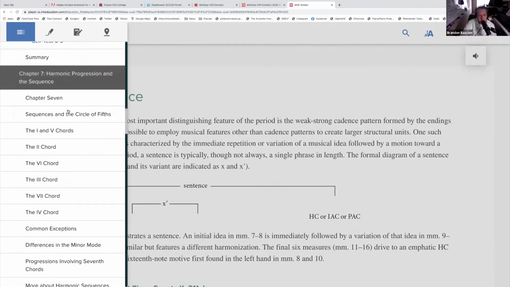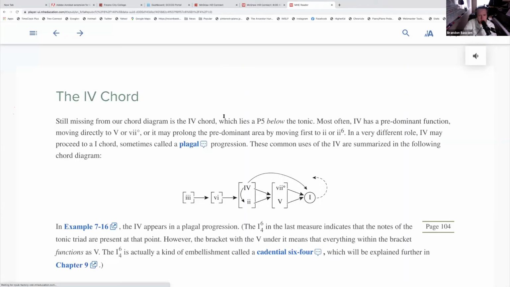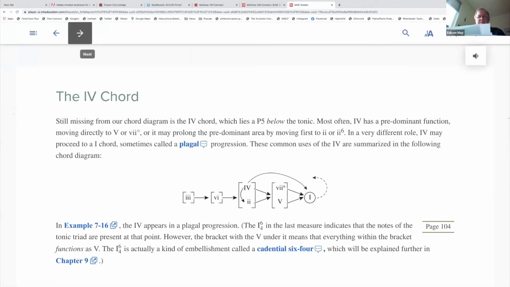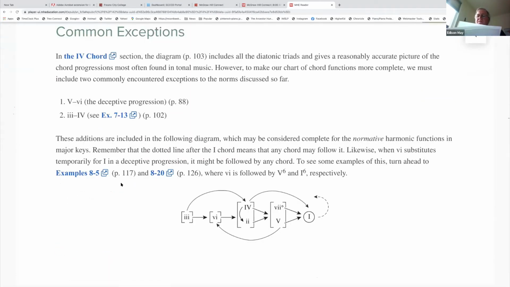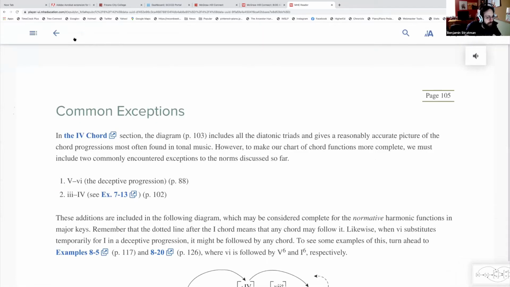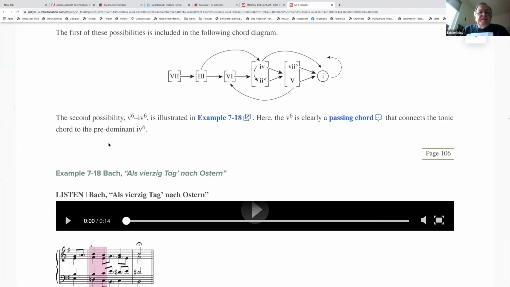So this was chapter 7. Yeah, that's it right there at the top. So here is that graphic. Did you get it? Yeah. And then there's another graphic one page later that has the same thing but in minor. Cool.